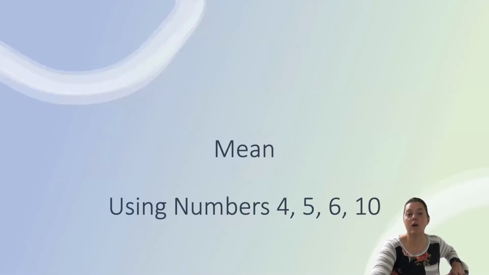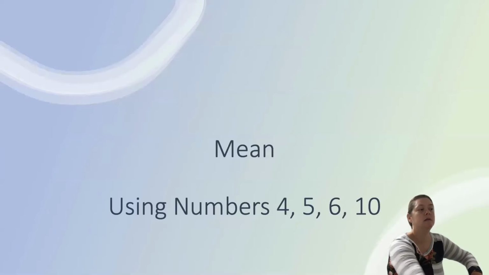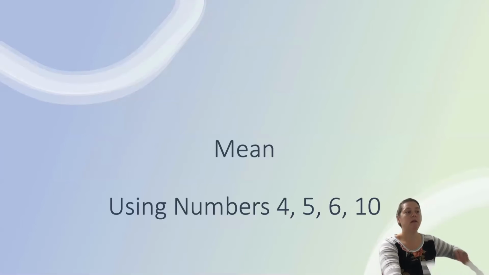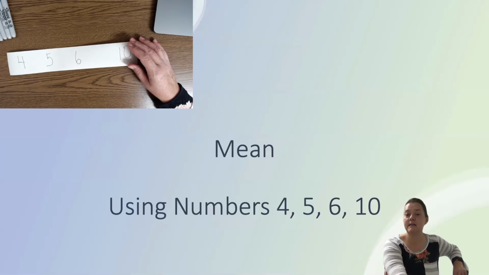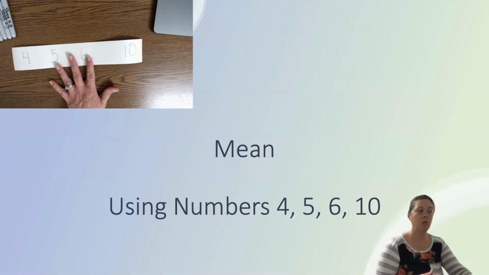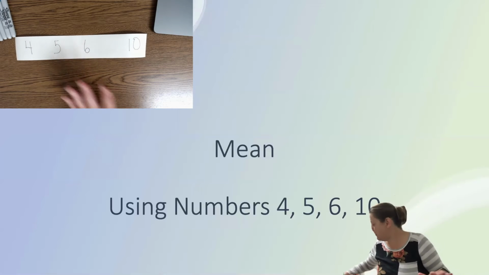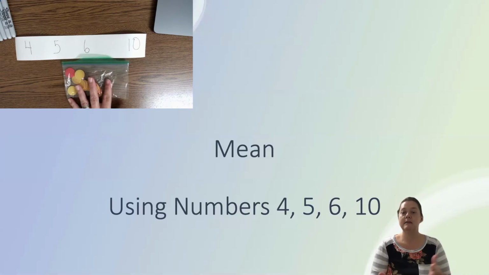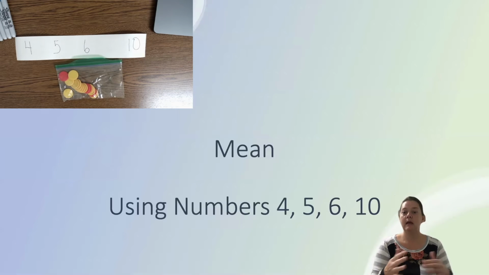And I want us to get started with mean. So let's say that we're doing mean and we're using just certain numbers. In today's case, we're going to be using the numbers 4, 5, 6, and 10. So if I'm using 4, 5, 6, and 10, how can I show that for my students as being concrete? Well, one of the things that I like to use is counters. Counters are important because when they can see those counters, they can maneuver them.